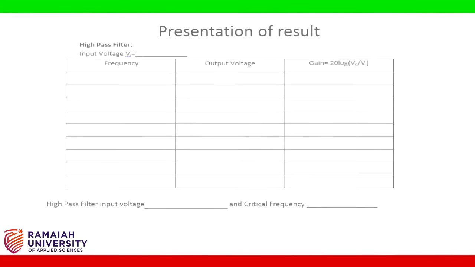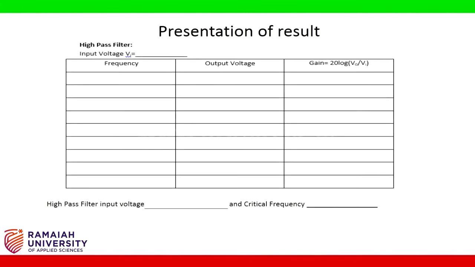Apply input voltage Vin of 1 volt peak to peak. Take the readings for different frequencies starting from 100 Hz to 2 kHz and calculate the gain of the circuit. Plot the logarithmic graph. Measure the critical frequency of the circuit after plotting the graph.